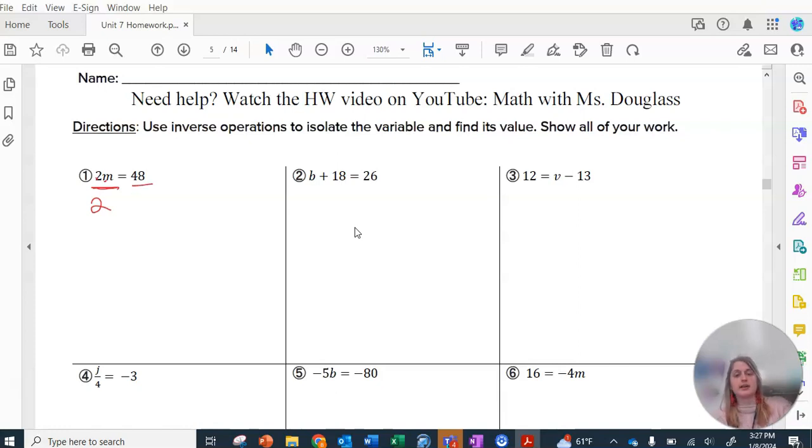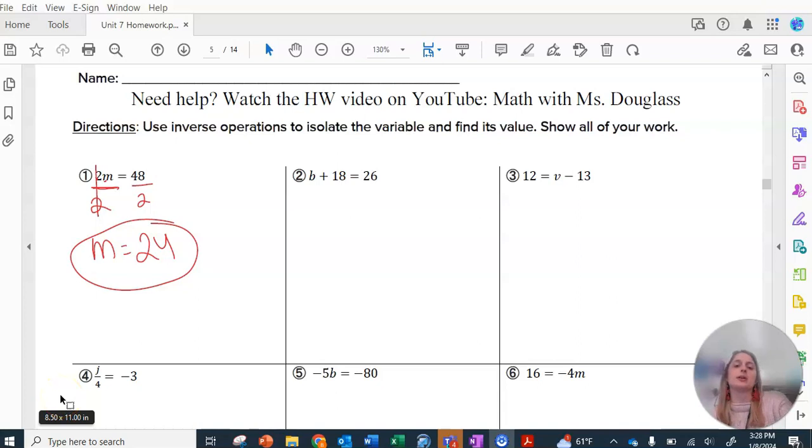And if I do it to one side of my equal sign, I have to do it to the other. This now becomes a fancy 1m, and a coefficient of 1 we don't need to write. We have successfully isolated our variable. You need to divide 48 divided by 2, and that gives you your solution.